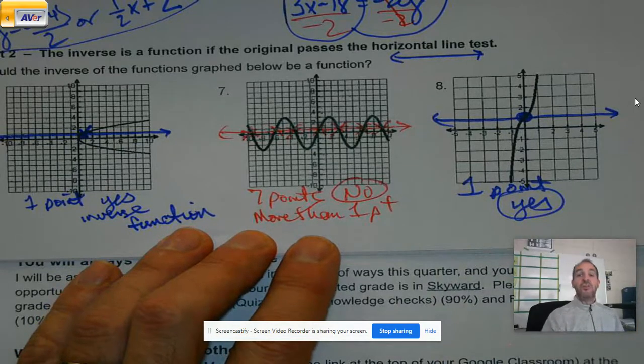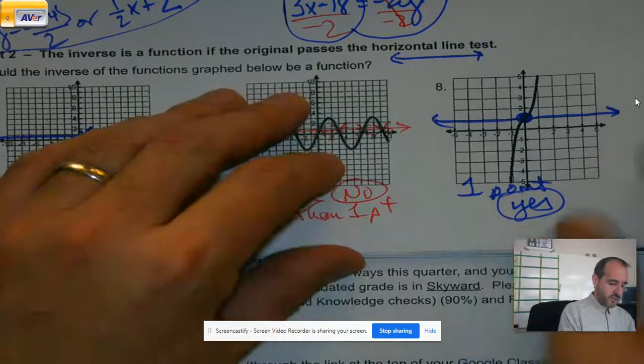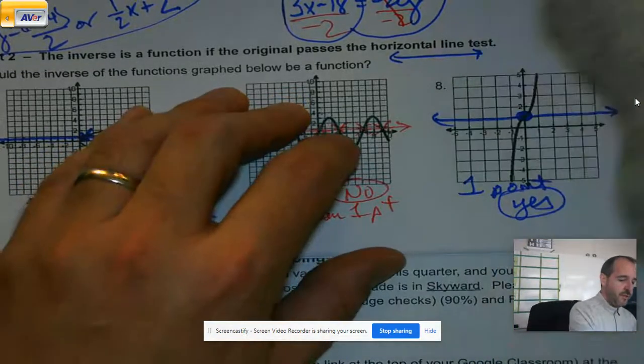We need language like horizontal line test and 1 point, not just, yeah, it is. Okay, why? You have to be able to explain stuff. Okay, that's true in a lot of ways during life, but especially here.